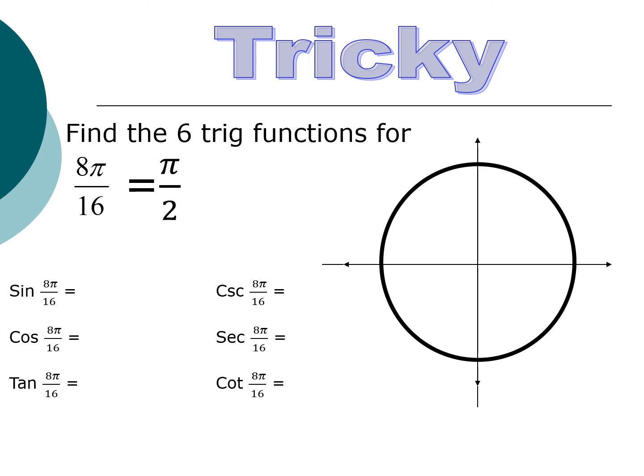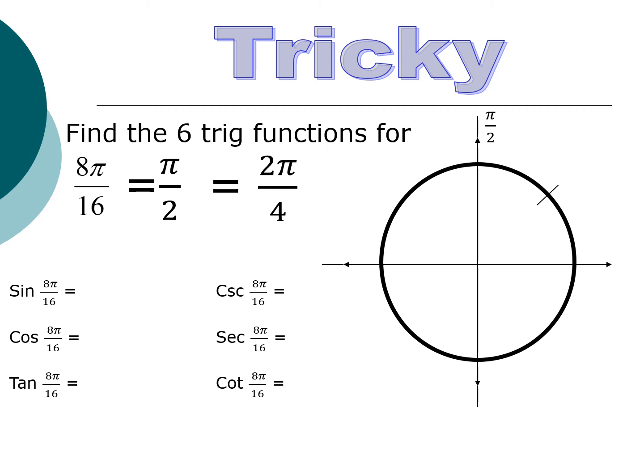Now, if you don't know where pi over 2 is, and you don't know that counting method, we would change pi over 2 to 2 pi over 4, because we can count the problems that are over 4. Let's count. 1 pi over 4, 2 pi over 4. So there it is. It's the same thing as pi over 2. It's also the same thing as 8 pi over 16.